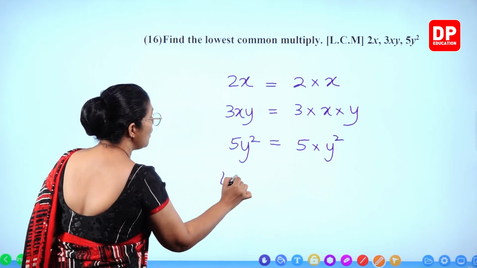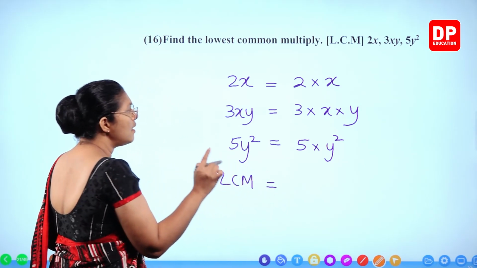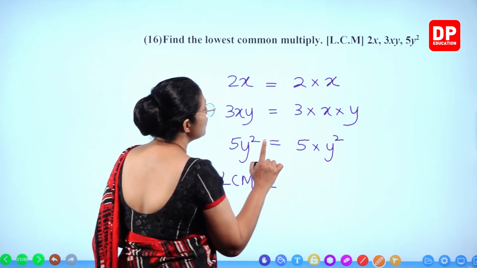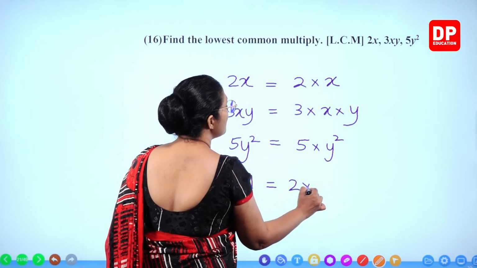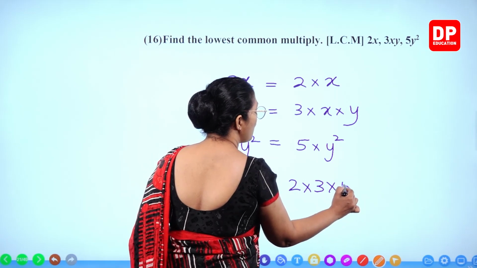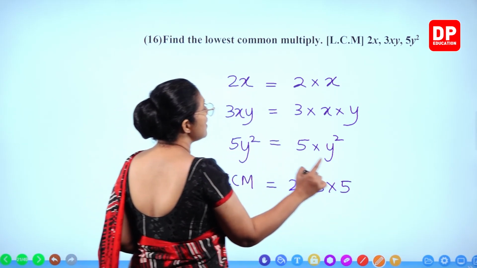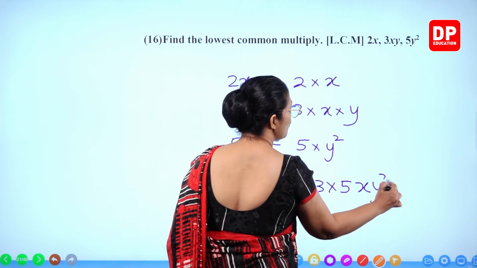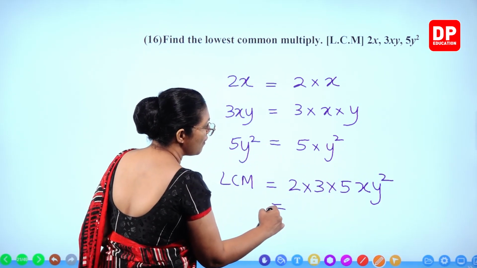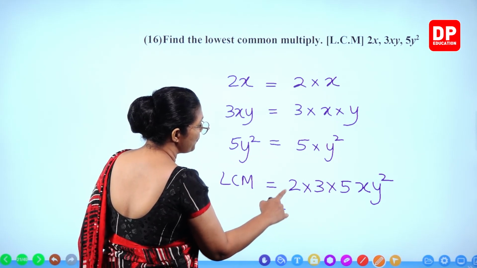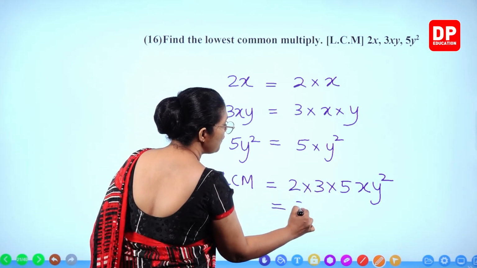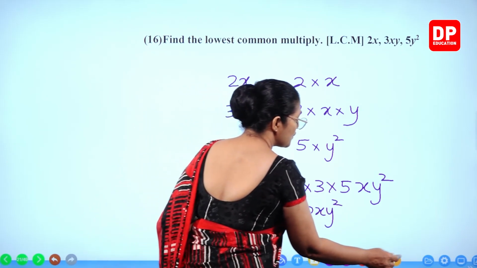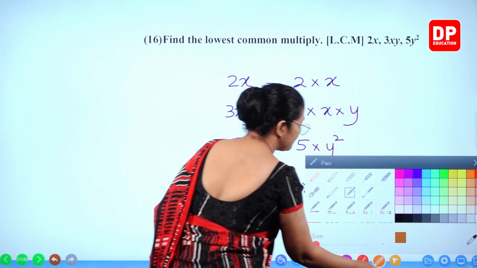Now when you find the lowest common multiple, you take the highest power for each factor. If it's 2, it's power 1. 3 also power 1, 5 also power 1. When you take x, x is also power 1, but y power 2 is the maximum. So y squared. So when you simplify, you get the lowest common multiple. 2 times 3 is 6, 6 times 5, 30. 30xy squared. So you get 2 marks.